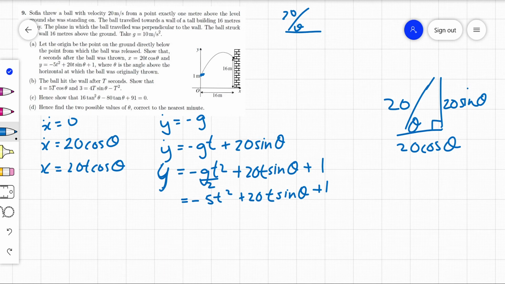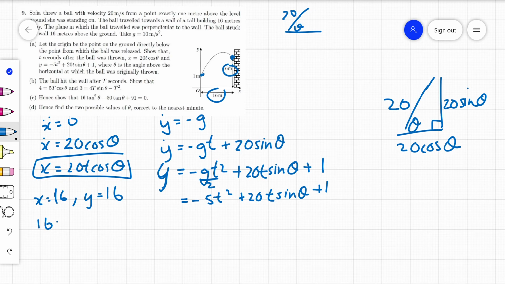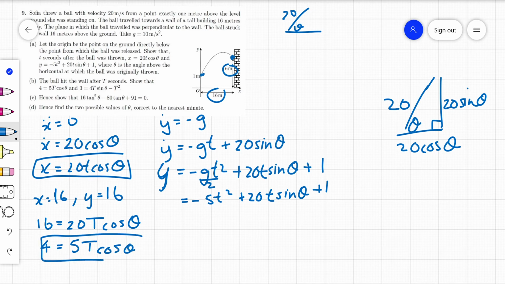So let's have a look. The ball hits the wall after capital T seconds. At this point, when it hits the wall, both x and y are 16. So when x equals 16 and y equals 16 as well, let's have a look at our x and our y equation. Our x equation here would be 16 equals 20, and it's at that time, capital T, cos theta. If we divide both sides by 4, we get this equation, which they asked for.